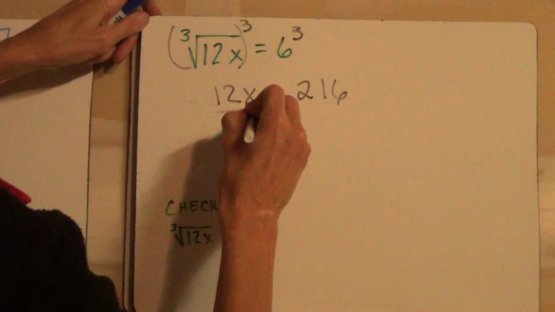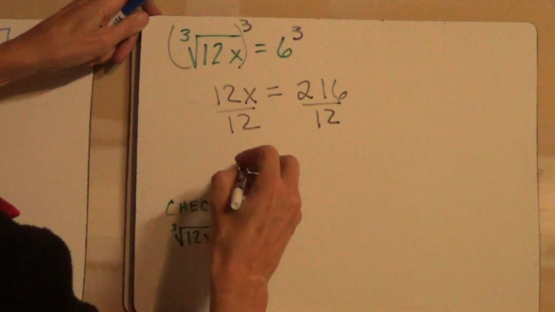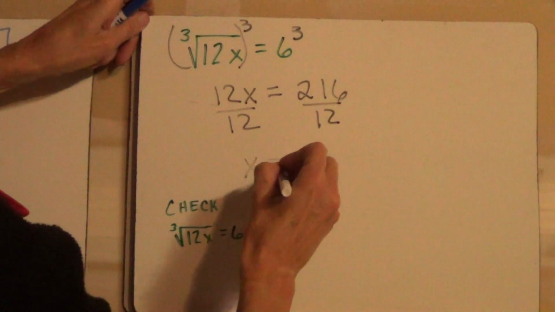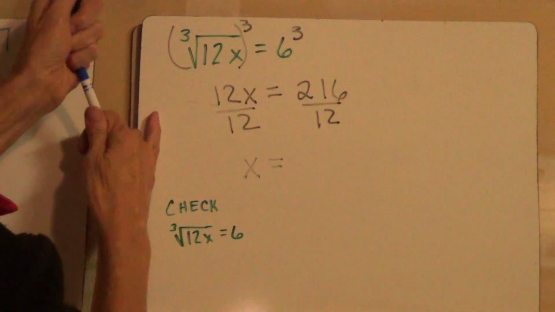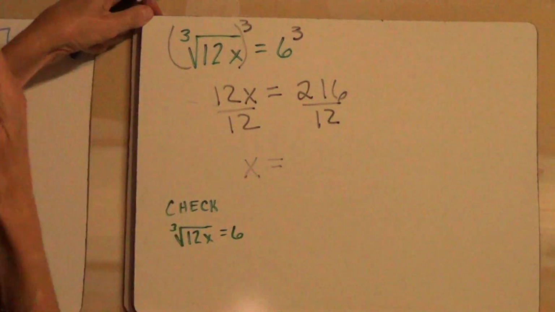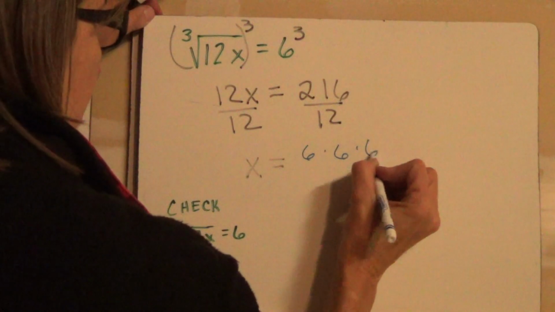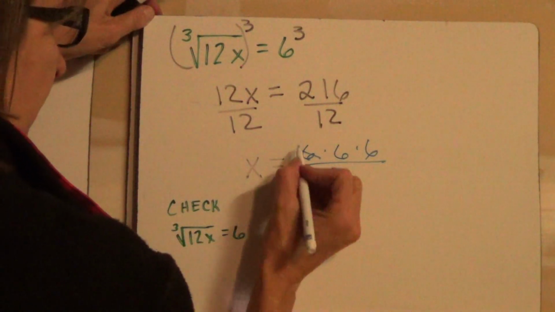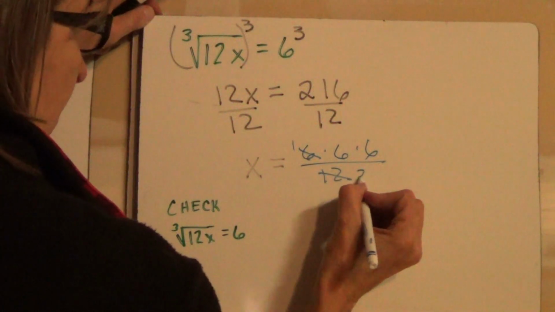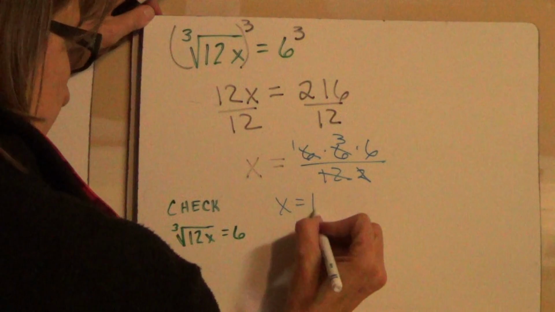Now we would divide by 12 on each side. And we would get, I wish I'd grab my calculator, I'll just do it this way. If that is 6 times 6 times 6 over 12, I know that 6 goes in there once and 6 goes in there twice, 2 will go in there 3 times, so x equals 18.